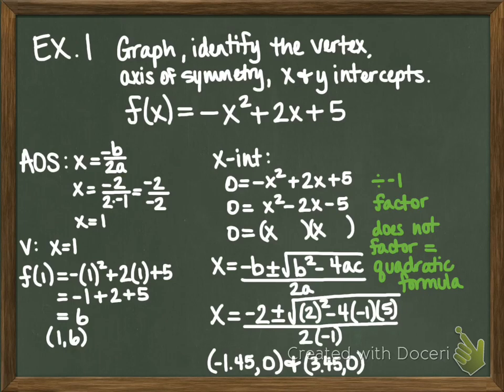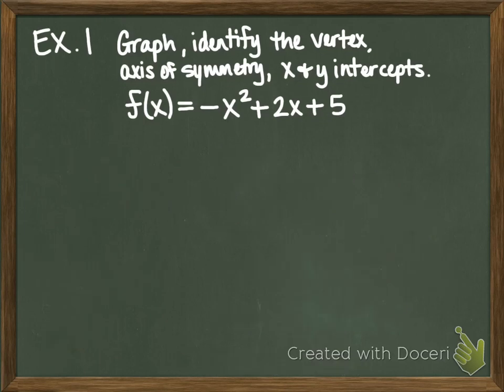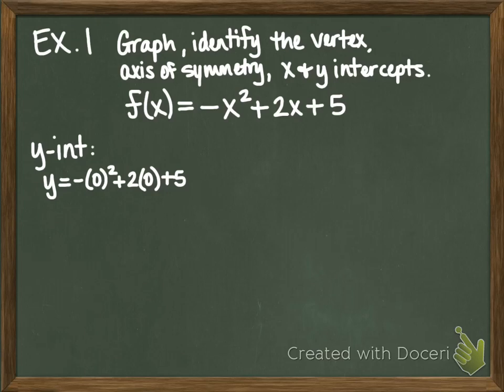So now I need to find the y-intercept. So since I've run out of room, I'm going to go on a new slide. So for the y-intercept, we're going to plug in 0 for x, and then solve for y. So negative 0 squared plus 2 times 0 plus 5, well, that's just going to simplify to y equals 5. So my y-intercept is 0, 5.